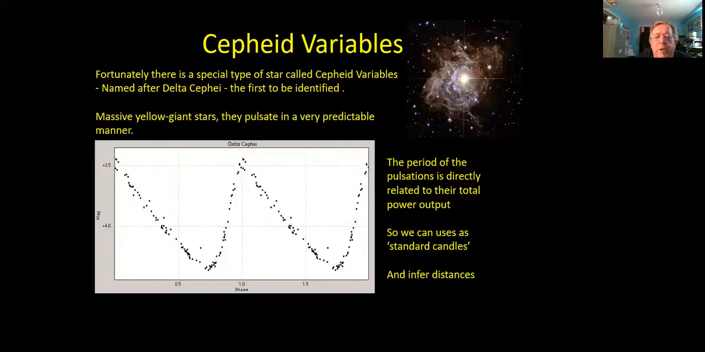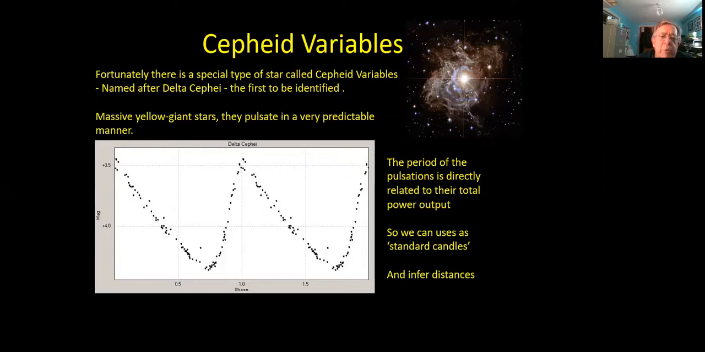Now, this is very useful because it means if you measure the period of one of these stars, you can infer its power output, because we can easily measure the relative change in brightness as it pulsates. And if there is a linear relation between that and its power output, then we can just measure the pulsating interval and infer the actual power. And then using the idea of a standard candle, from that power output and how bright it appears to be, we can work out the distance.